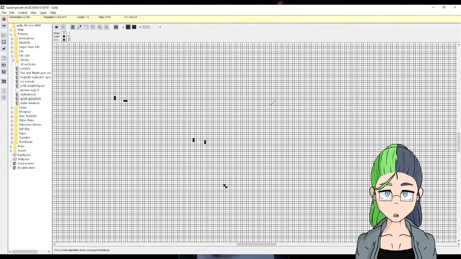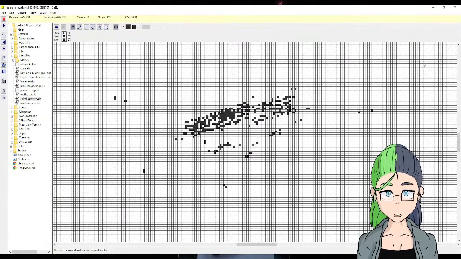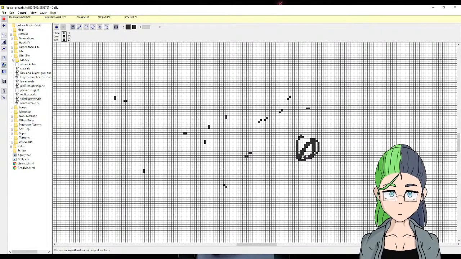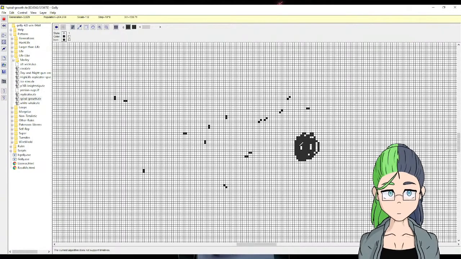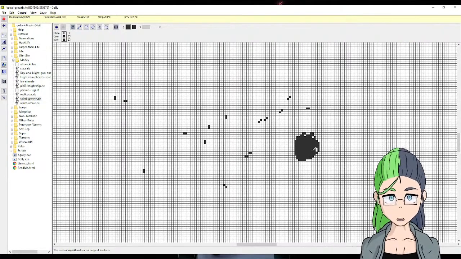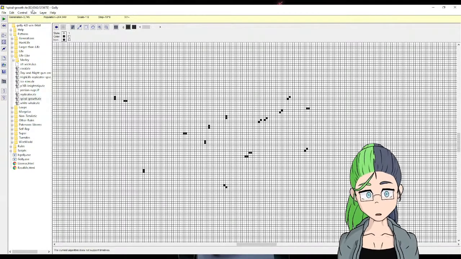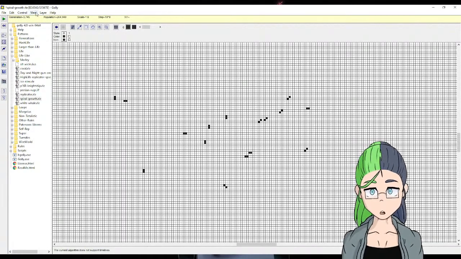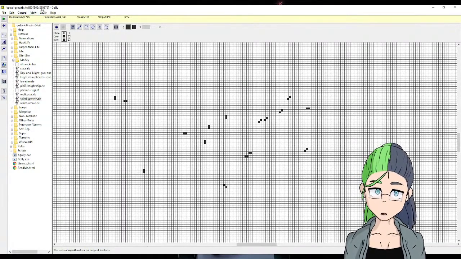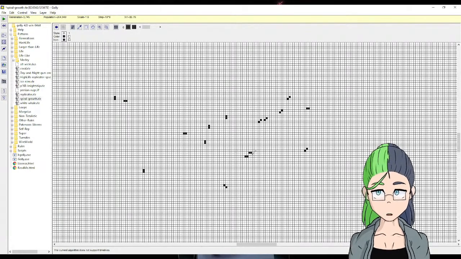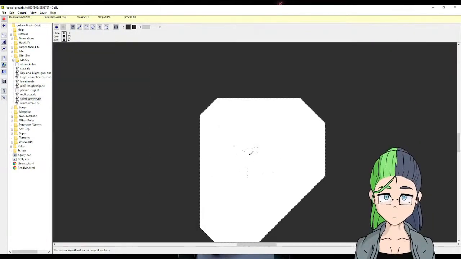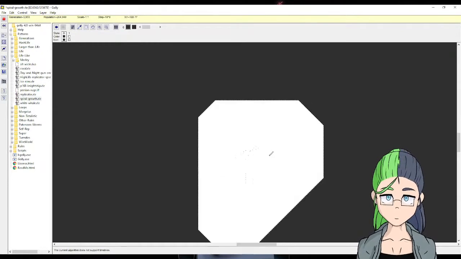What happens if I just... Oh, it just fills right in. What a strange set of rules this one is. Let's see, the rules for this one are birth at 3, 4, 5, 6, and 8, and survive at 1, 5, 6, 7, 8. Huh. Interesting.